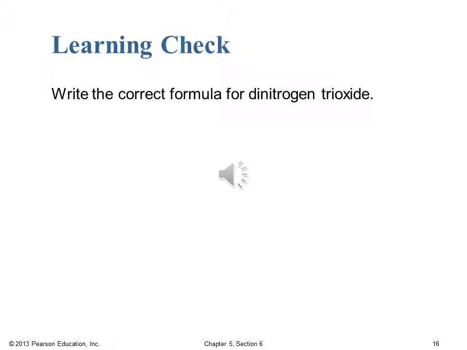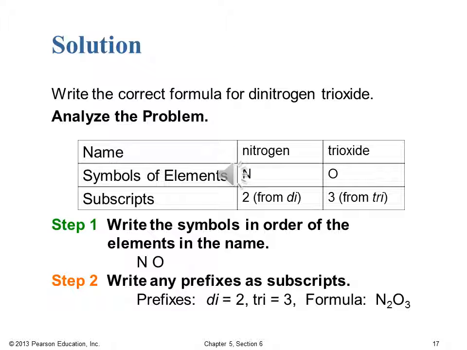Okay, so here's our learning check. Let's see how you do now writing the correct formula for dinitrogen trioxide. So please go ahead and pause the video here while you decode that, and once you have the name, let's see how you did.